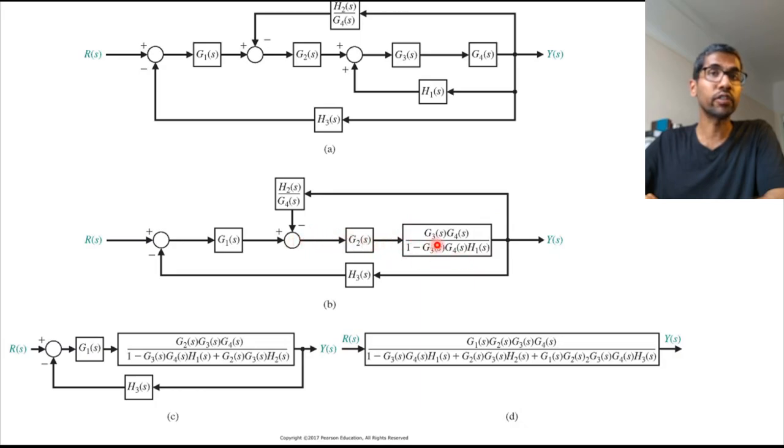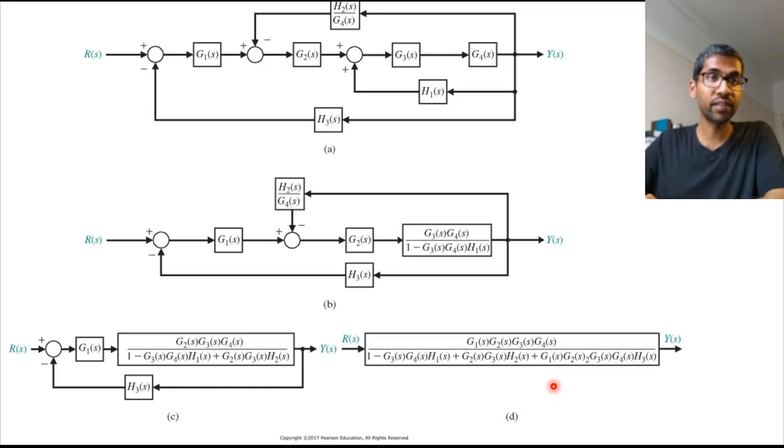Now you want to combine this loop and make it into one block, and that's going to be G2 times this thing divided by 1 plus G2 times this and this. Okay, so that's what we've got here. So if you reduce that, you get this block diagram, and again this is a simple feedback loop, and the output is going to be this G1 times this transfer function divided by 1 minus G1 times this times H3. And if you reduce that, you would get this block diagram.